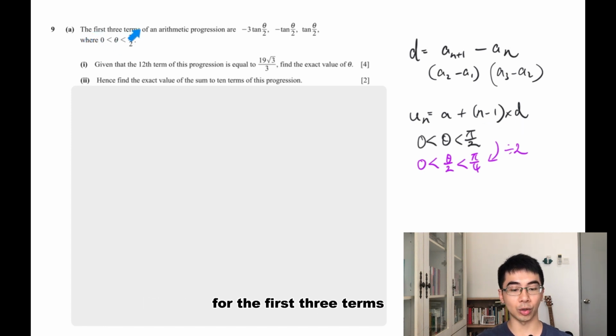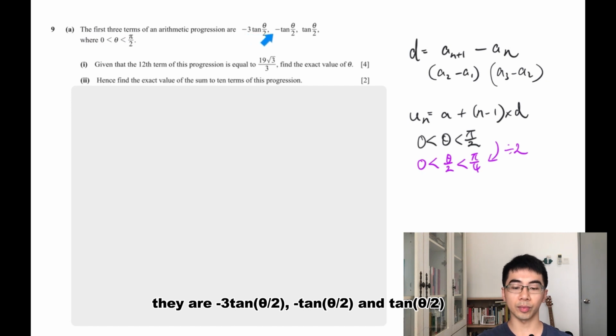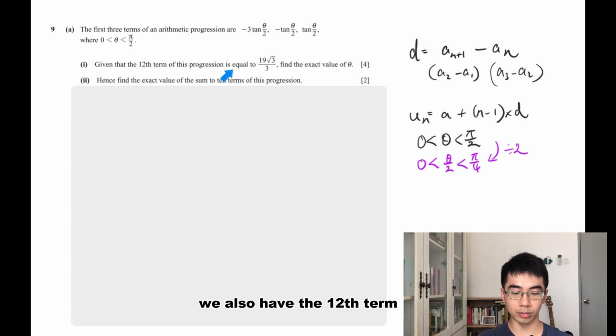For the first three terms, they are negative 3 tangent theta over 2, negative tangent theta over 2, and tangent theta over 2. We also have the 12th term. It is equal to 19 square root 3 over 3. We need to find the value of theta.